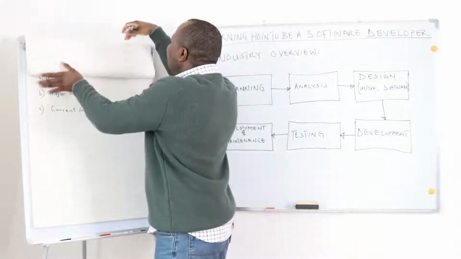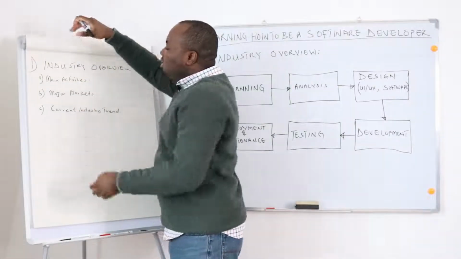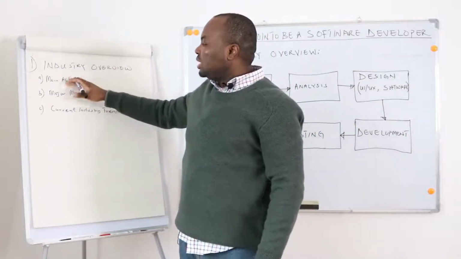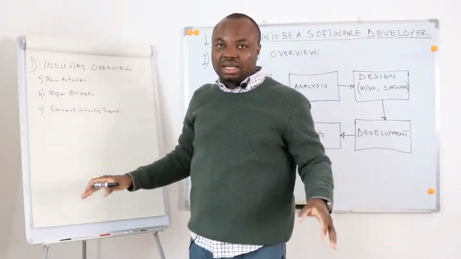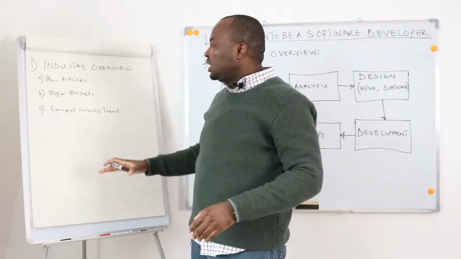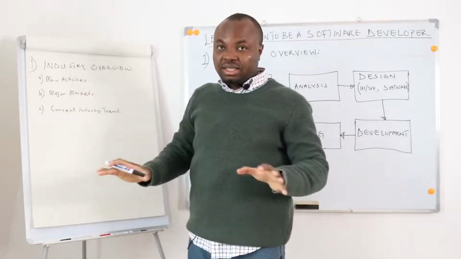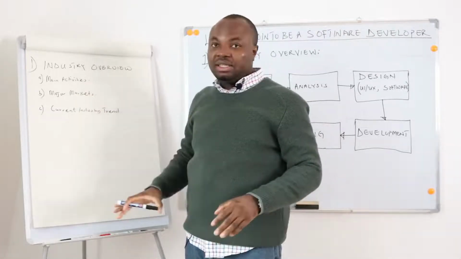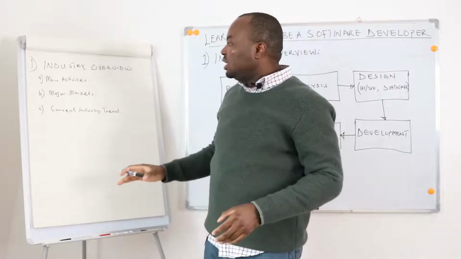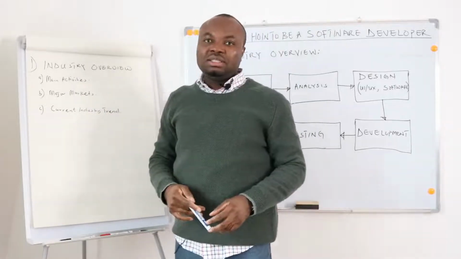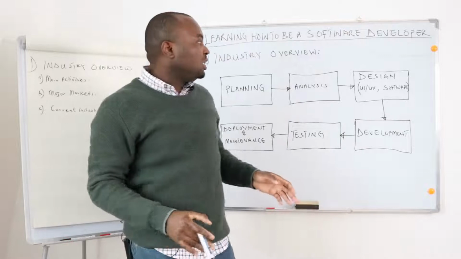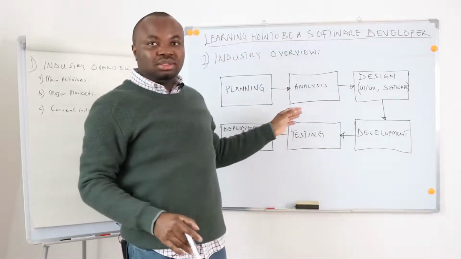For the industry overview, we will be looking at 3 subtopics: the main activities that you encounter within the industry, the major markets within the industry, and finally the current industry trend. So looking at the main activities within the industry, they can be categorized into 6.